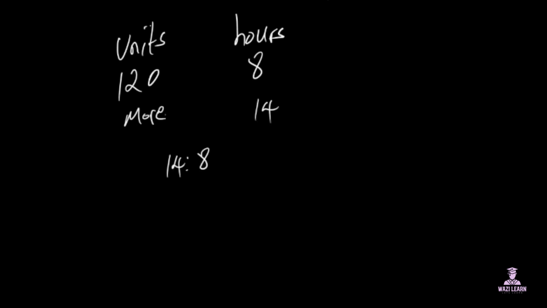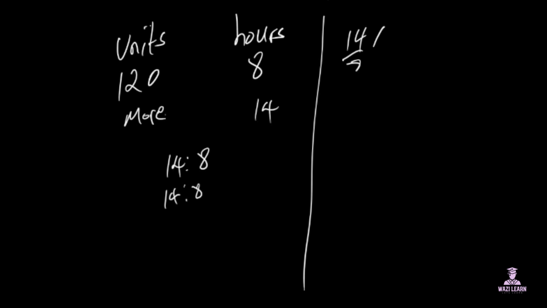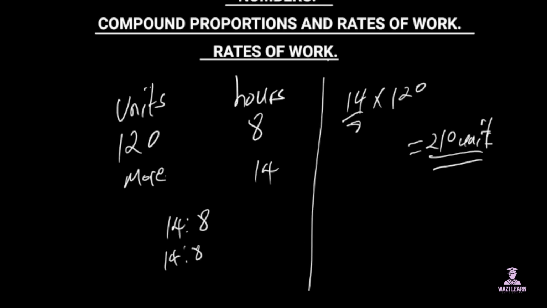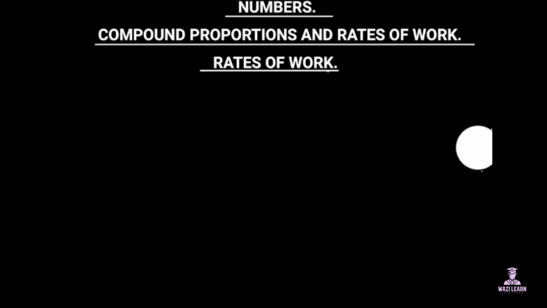So this one is directly proportional. The number of units will increase in the ratio of 14 to 8. So we'll take the fraction, 14 over 8 times 120. So 14 over 8 times 120 will be 210 units. So this one is directly proportional. Our previous example was inversely proportional. Let's look at our last example. You can pause the video and try it.